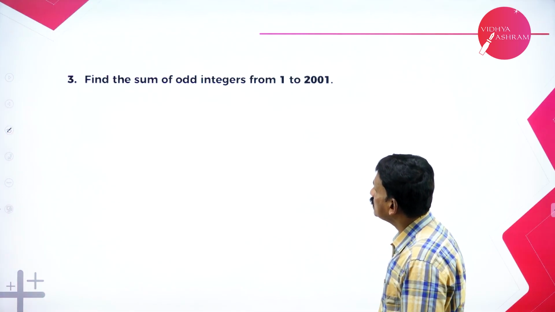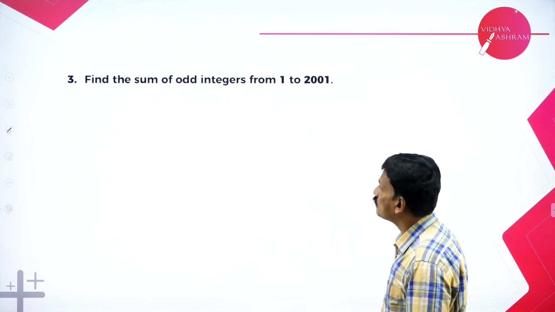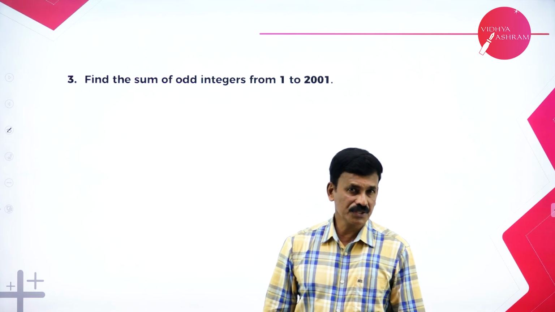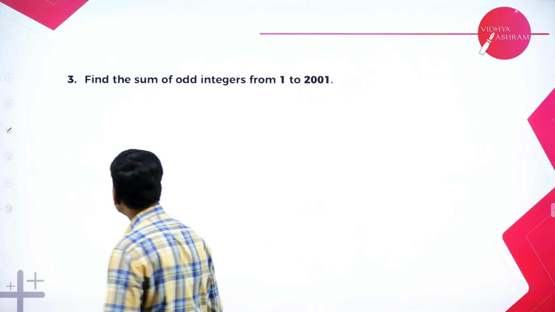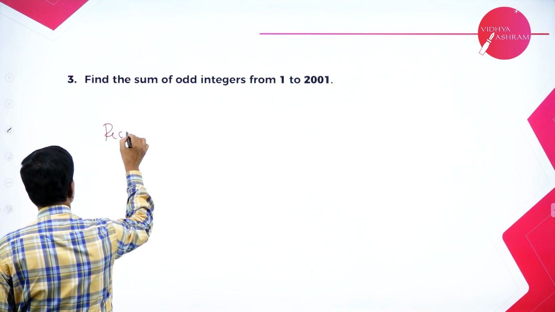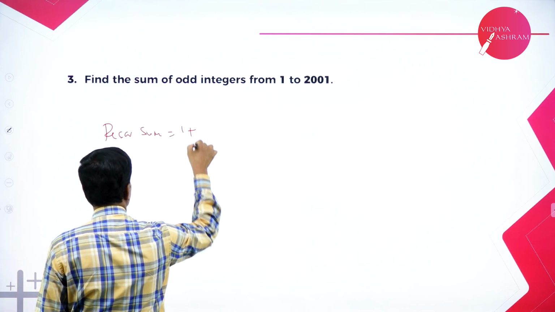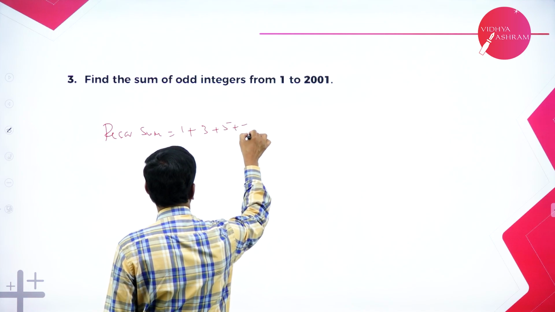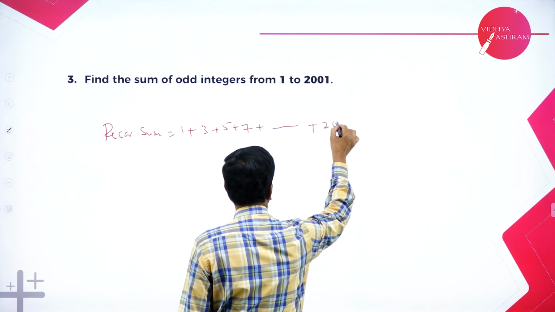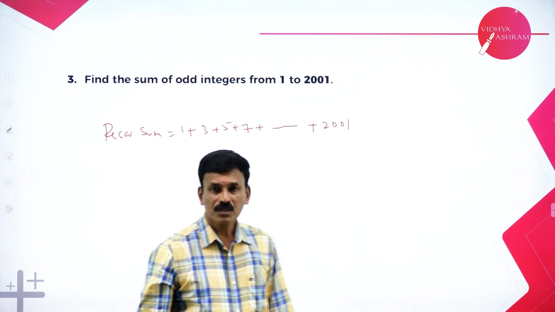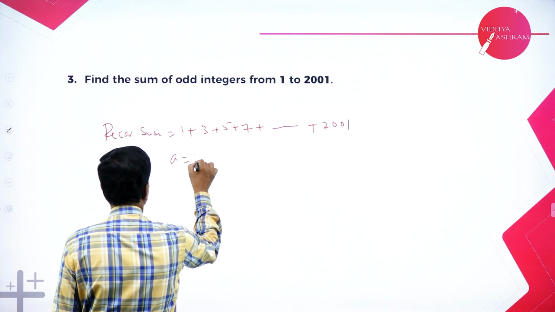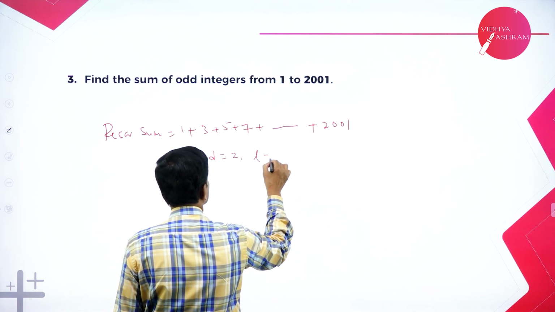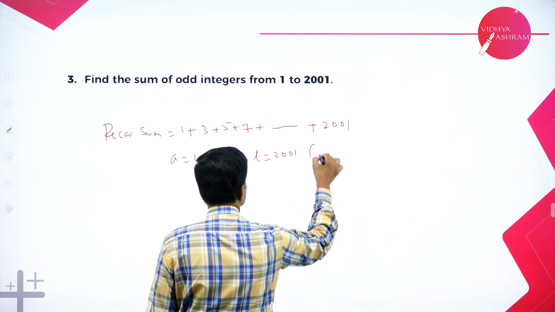Find the sum of odd integers between 1 and 2001. Same as before, just find n and Sn. So the required sum is 1 plus 3 plus 5 plus 7 etc. plus 2001. Now what is a here? a is equal to 1, d is equal to 3 minus 1, which is 2, and the last term l is 2001, that is an.